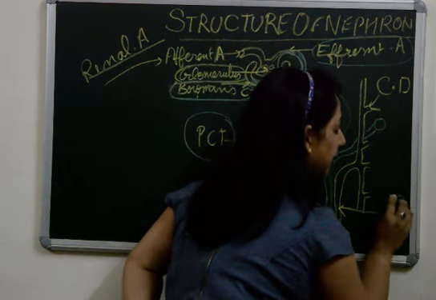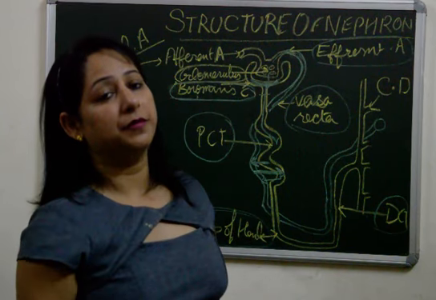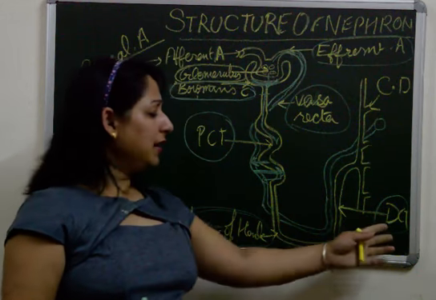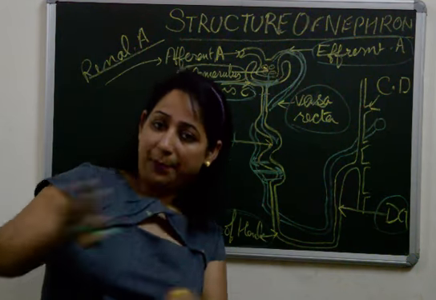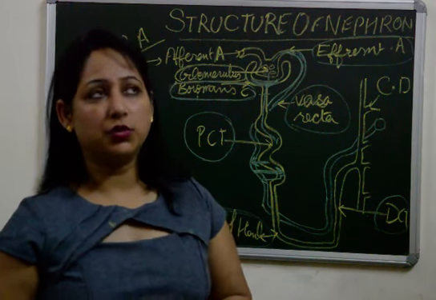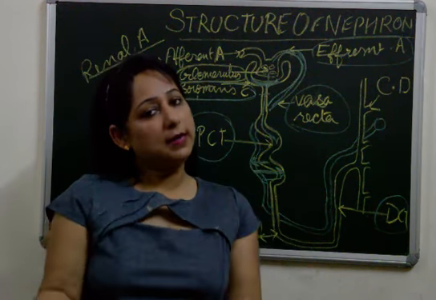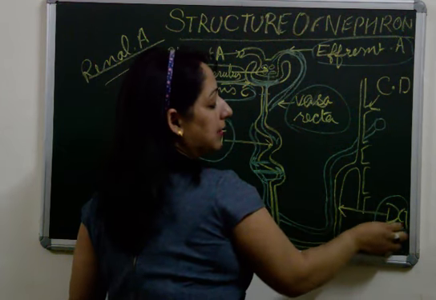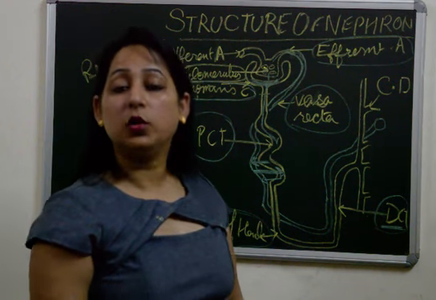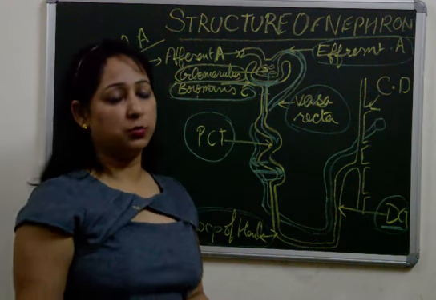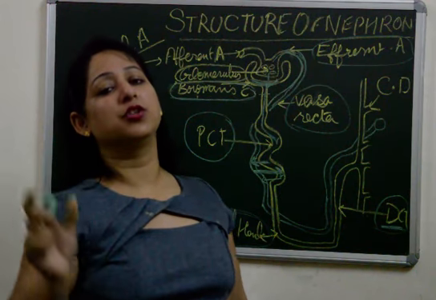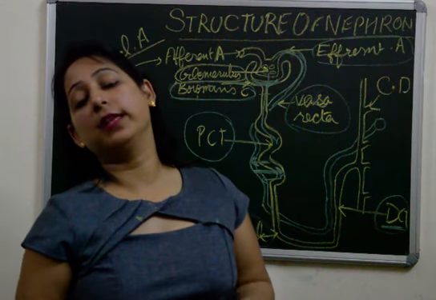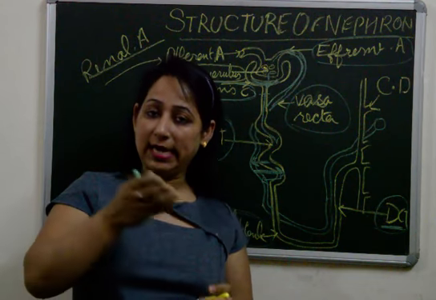Then is the DCT, a very important part of the nephron. Full form is distal convoluted tubule. What will happen in DCT? A very important question is where the process of osmoregulation in the kidney occurs. Osmoregulation occurs in DCT, distal convoluted tubule. First of all, what is osmoregulation? Osmo means water, regulation. Regulation of water content in the body is known as osmoregulation. It is done in DCT.